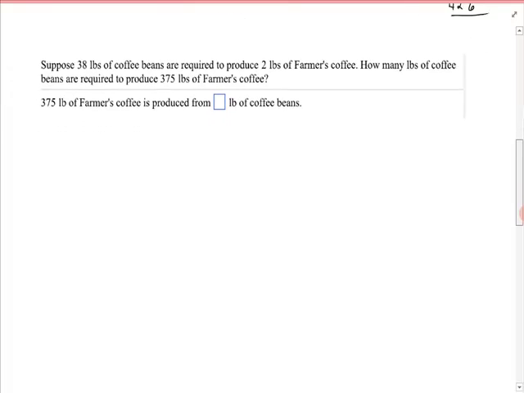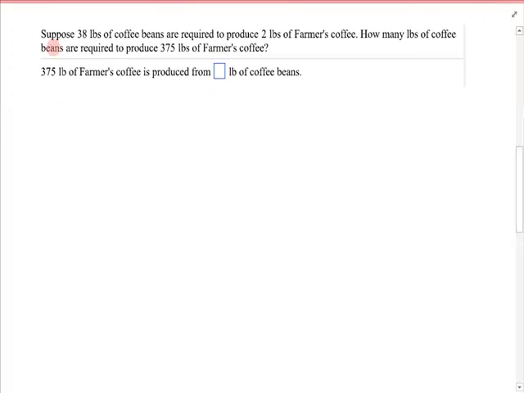All right, let's look at the next one. It says, suppose 38 pounds of coffee beans, just the beans, are required to produce 2 pounds of farmer's coffee. How many pounds of coffee beans are required to produce 375 pounds of farmer's coffee?